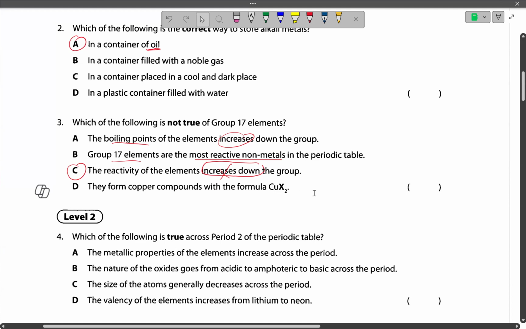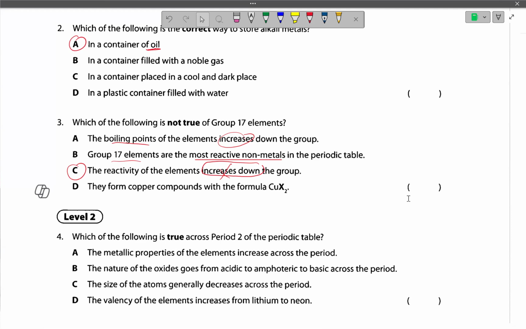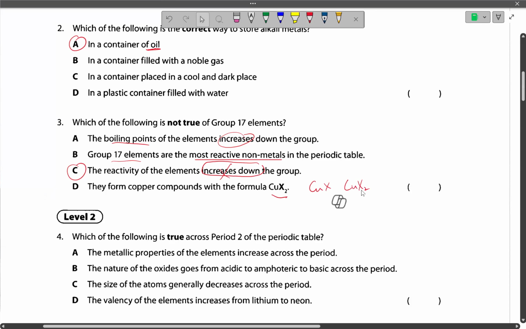And the copper compound formula, this is not totally true because, okay, this is true. This is partly true. This one is also possibly true because copper has copper 1 and copper 2. Copper 1 is CuX, copper 2 is CuX2. So generally copper 2 will be CuX2, and this is true. If they say it only forms compounds of this type, then it's not true because it can form both kinds of compound, copper 1 and copper 2 compounds.